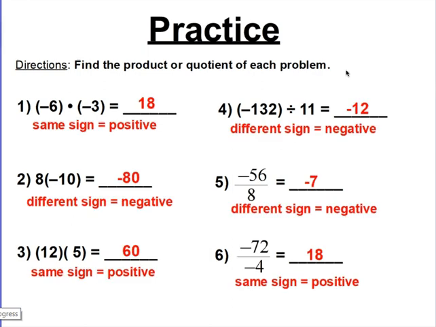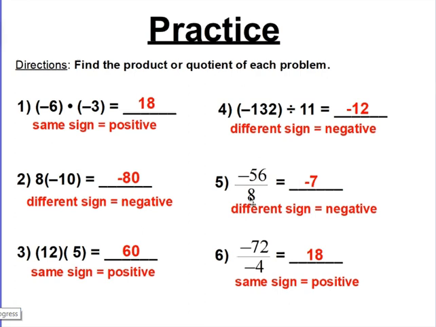Here are the answers. So 6 times 3 is 18. We know that. What we know also from our rules today is that when you use the same sign for each of the two integers, the answer is going to be positive. So negative 6 times negative 3 is positive 18. 8 times 10 is 80. Positive times negative, different signs. That's a negative answer, so negative 80. 12 times 5 is just positive 12 times positive 5, so that's 60, times tables. Same sign, so positive. Number 4, we have different signs here, so we know our answer is going to be negative. And 132 divided by 11 is 12.